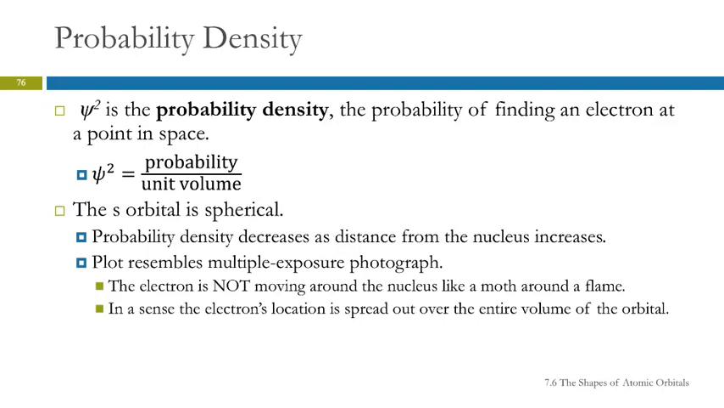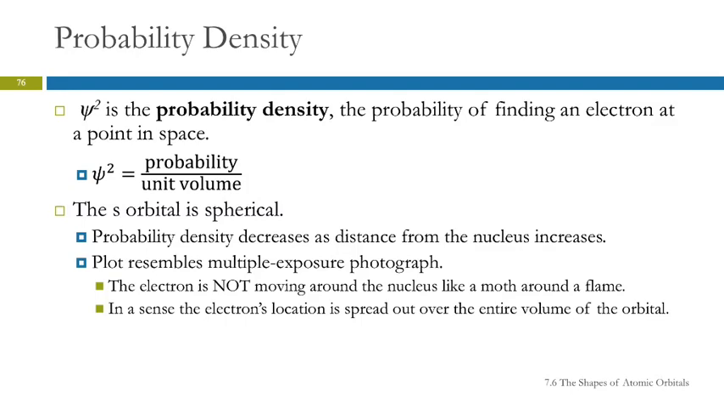What we see there is that the probability density decreases as the distance from the nucleus increases. We can look at a plot of this, and it resembles a multiple exposure photograph. You take a picture, and you see all the electrons there. Take another picture, electrons over here. Take another picture, electrons over here. That's what it looks like.